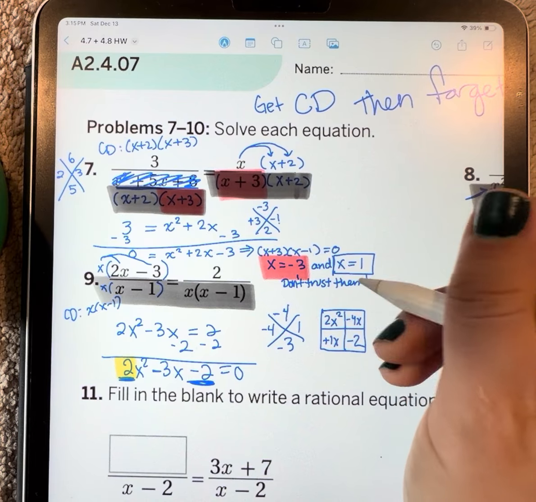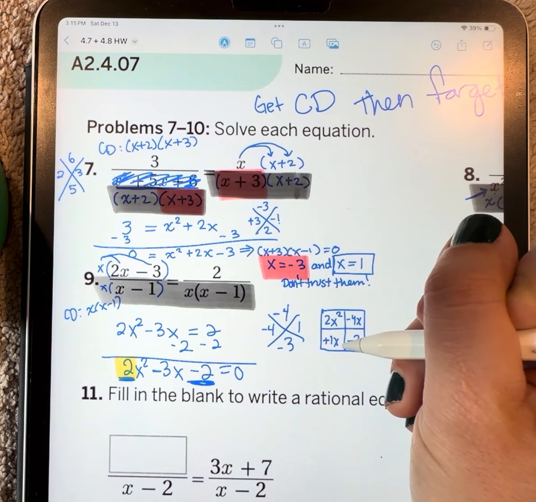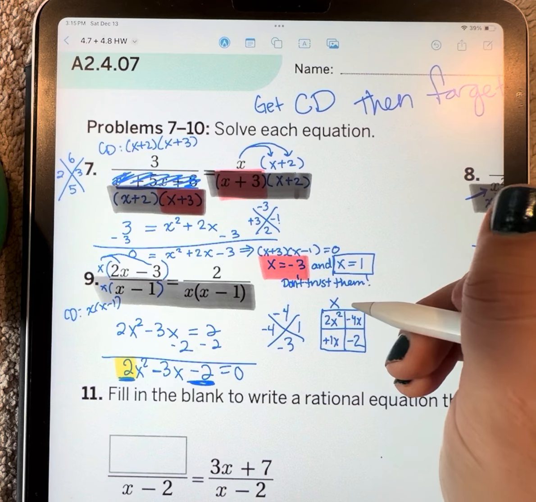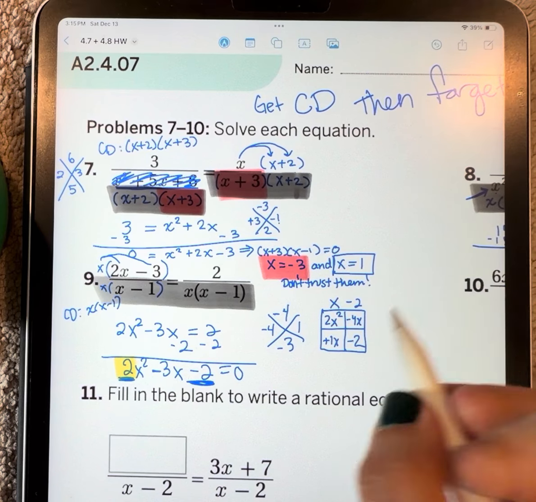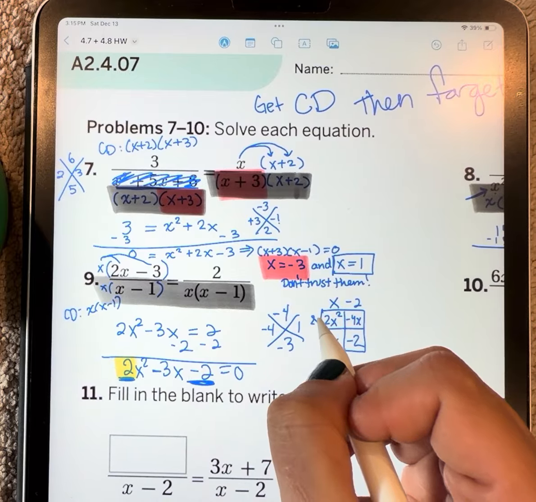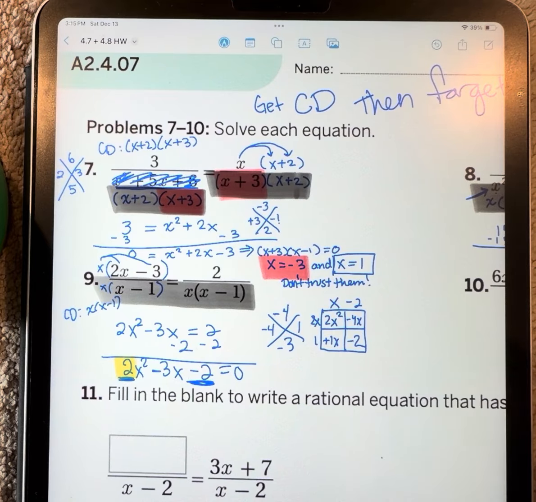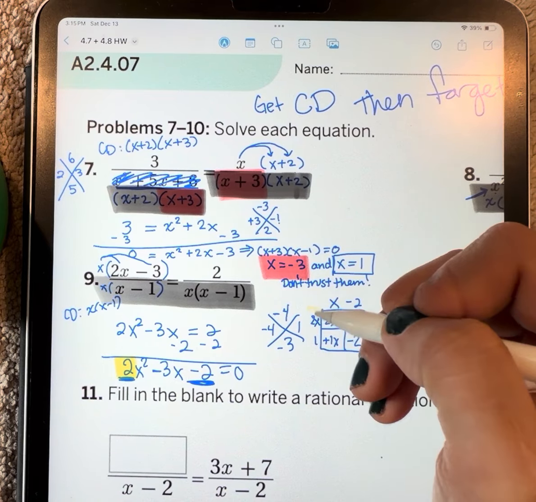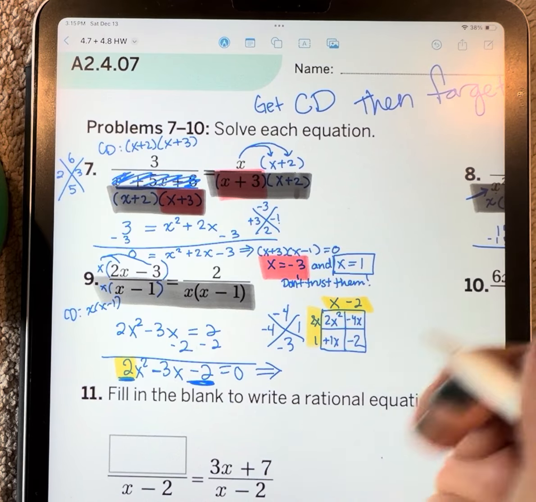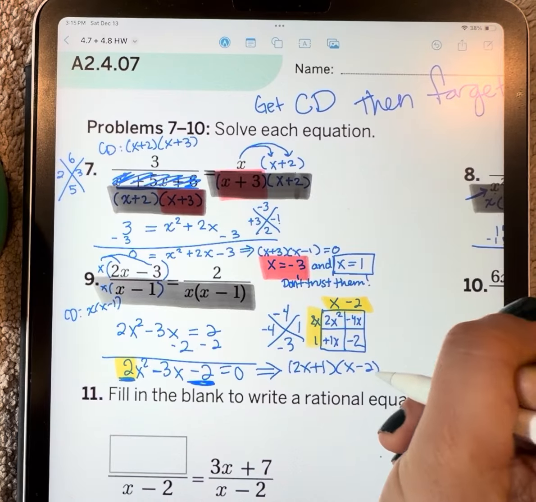And then now we factor. What was in both 2x squared and x? Just x. What's in both negative 4 and negative 2? Negative 2. What do both 2x squared and negative 4x have in common? 2x. And what about 1x and negative 2? Just 1. That makes this thing factor to those. That means that this right here is 2x plus 1 times x minus 2 equals 0.